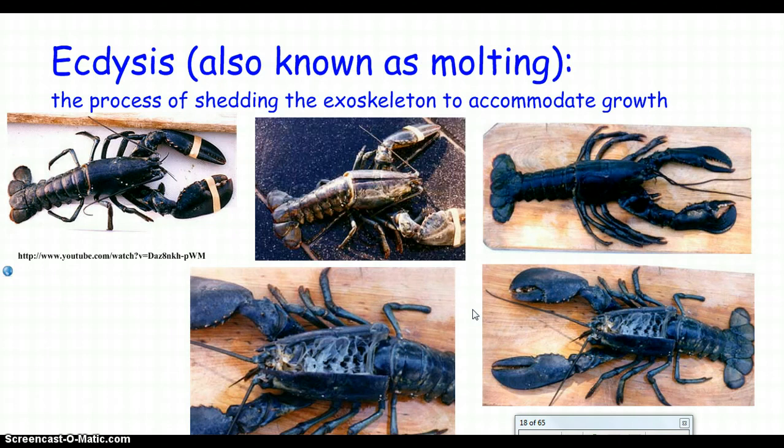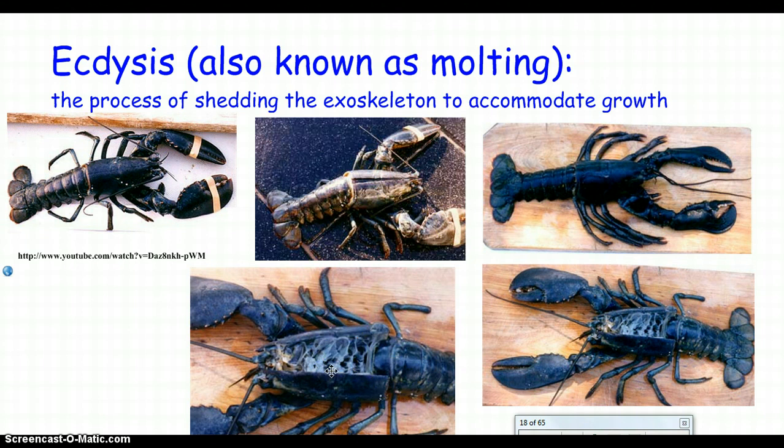Ecdysis is another name for molting. It's when an animal sheds its shell. These animals may look like they're immune to any type of attack because they have a shell, but actually they do need to molt because as they grow, their shell gets too small for them, and they'll crack down their back and wiggle out. So this is a lobster shell that has been vacated.